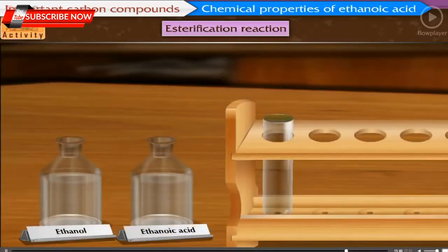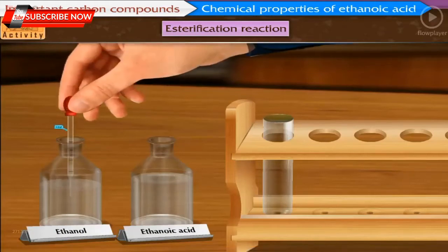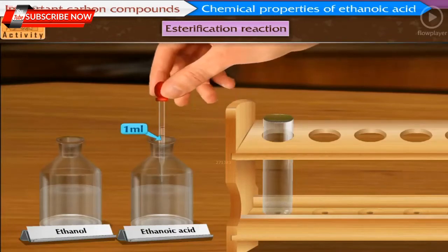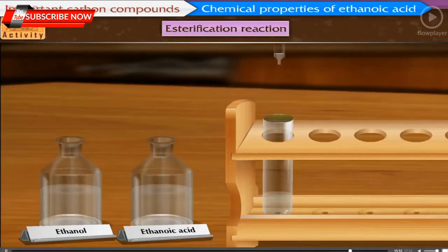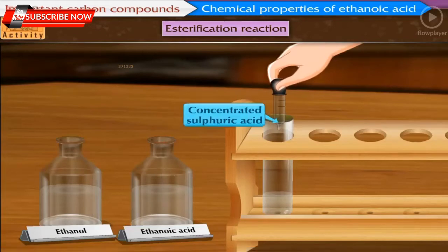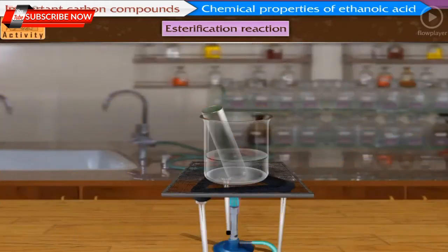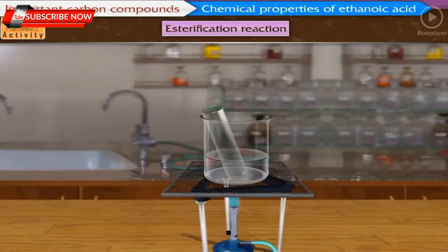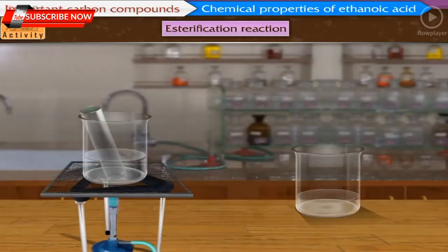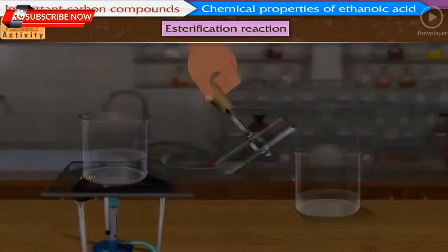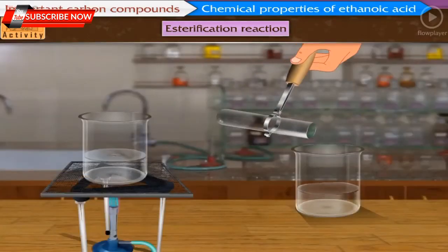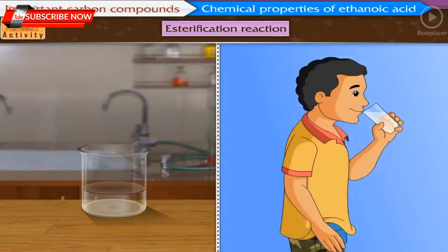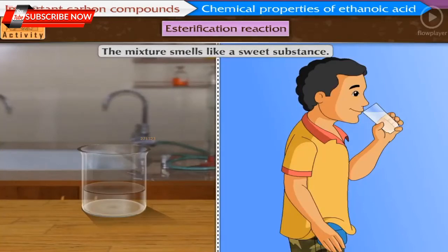Activity: let us first take 1 ml ethanol and 1 ml ethanoic acid in a test tube. Let us add a few drops of concentrated sulfuric acid in it. Now let us keep this test tube in the beaker containing hot water for 5 minutes. Then let us take 20 to 30 ml water in another beaker and pour the reaction mixture of the test tube in it. Now let us smell the mixture in the beaker. The mixture smells like a sweet substance.